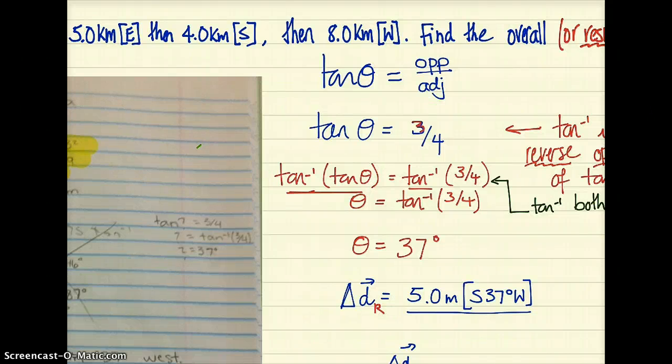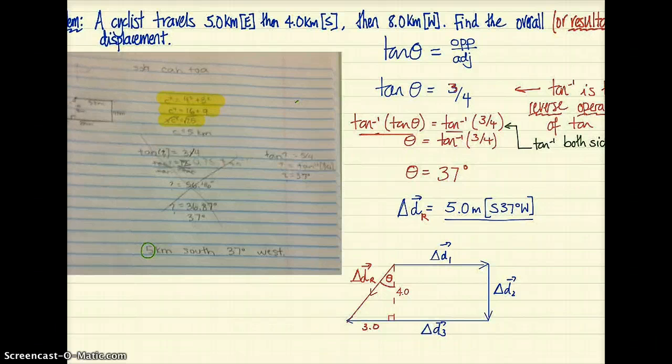Your calculator has to be in degree mode. There are 3 different angle modes called degrees, radians, and gradians. And yours has to be in degree mode to get the angle of 37 degrees. So make sure you can get that on your calculator. So that's how we solve a problem like that, using displacements in more than one direction.